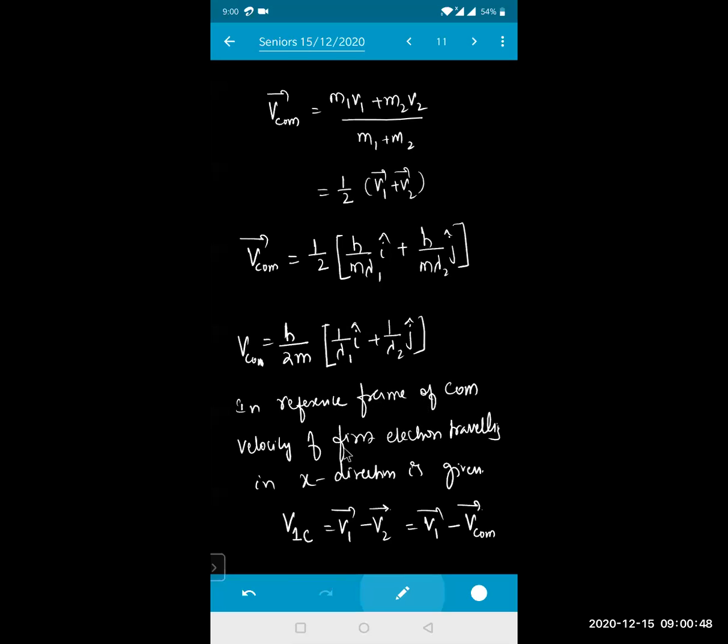Now in reference to the frame of the center of mass, the velocity of the first electron traveling in the x direction will be equal to how much? So v1 will be equal to v1 minus v2, where v2 is nothing but the velocity of the center of mass, since we are talking about the velocity with respect to the center of mass. So v1 minus vcm, that will give me the answer for the given question. Okay?